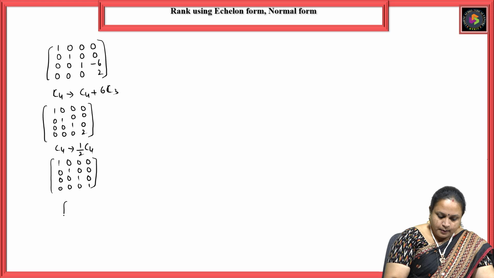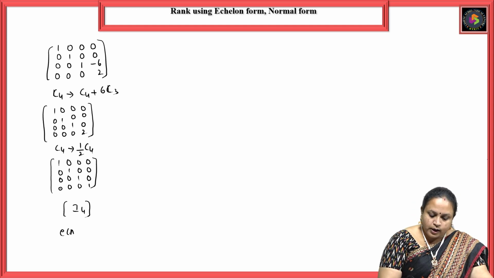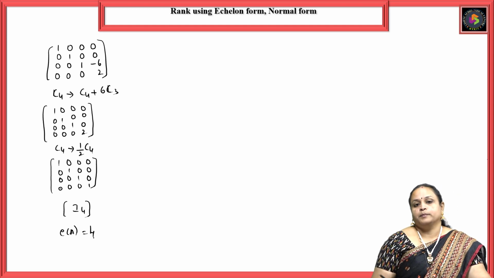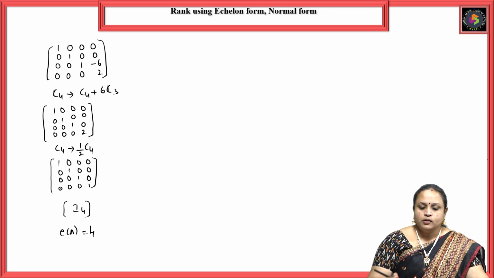So this is a matrix I4. This is the identity matrix of order 4. Therefore, rank of A is 4. We have got an identity matrix of order 4. So, rank of A is 4.